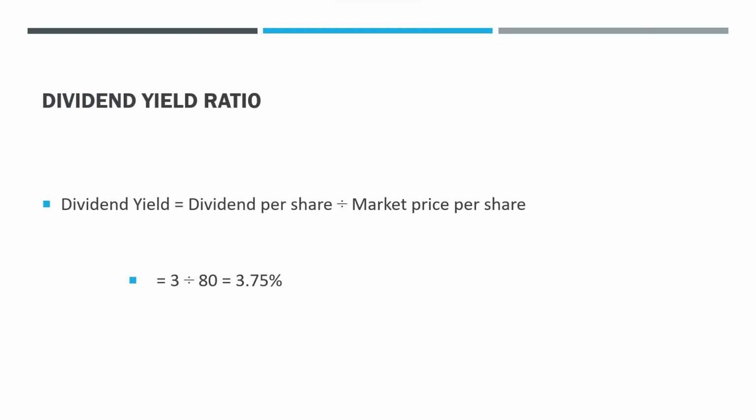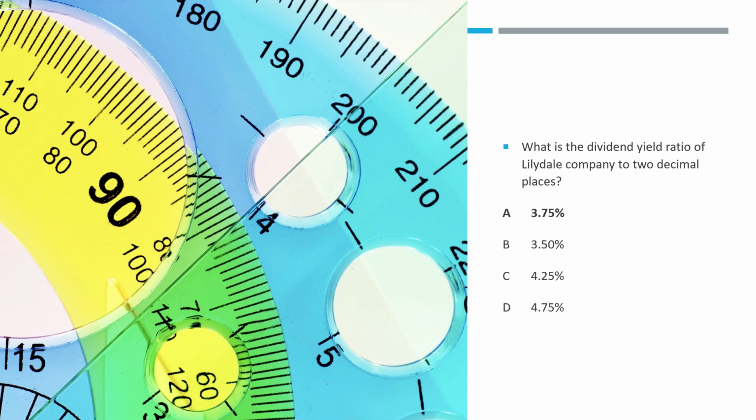Now we can calculate the dividend yield ratio by dividing dividend per share of 3 cents with a market price of 80 cents per share. This gives us a dividend yield of 3.75%. So based on our calculation, the correct answer is option A, that is 3.75%. The dividend yield of 3.75% suggests that Lilydale is distributing 3.75% of the share price in the form of dividends.